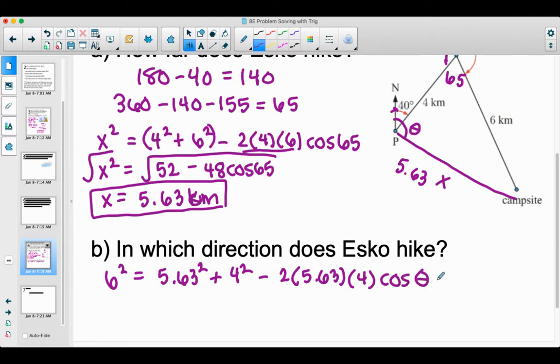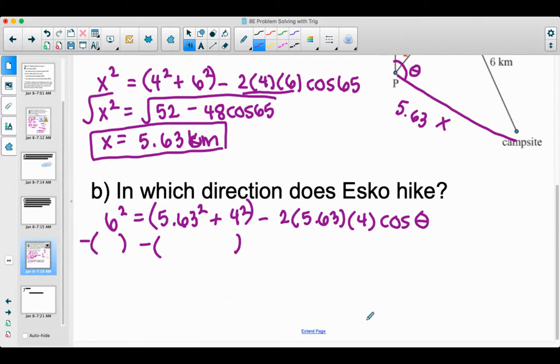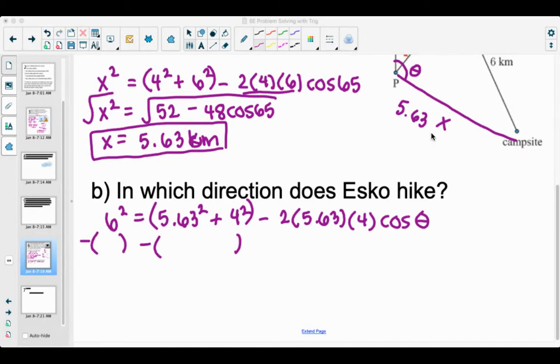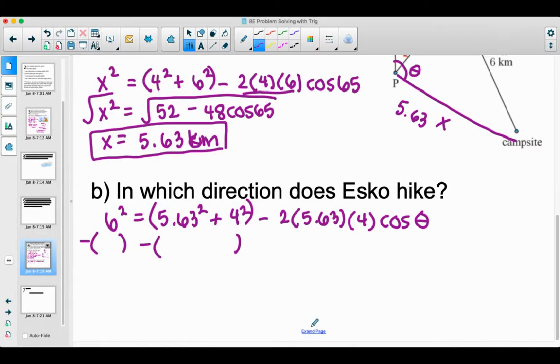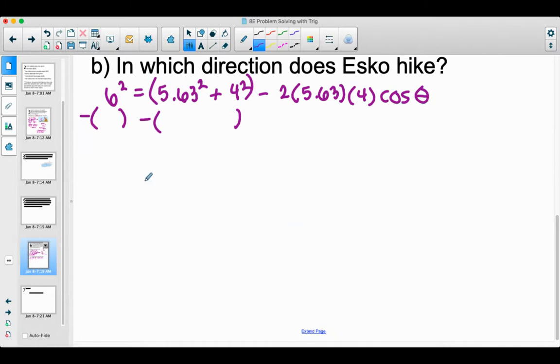And remember, we're going to end up having to do the inverse cosine. So I'm going to subtract that whole chunk from both sides. I'm not going to write it because I don't really have room. Hold on, sorry. There we go. Okay, so we're going to subtract that whole chunk, and that's going to go away.